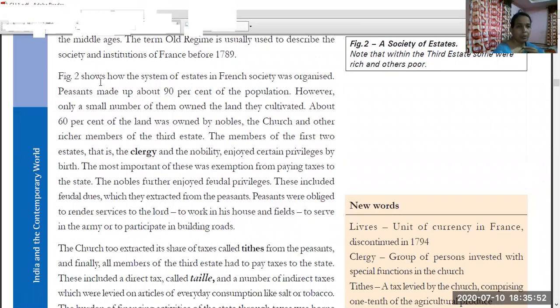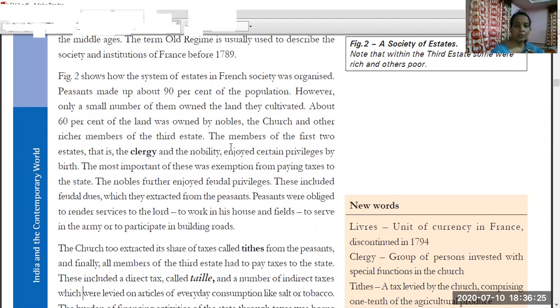Figure 2 shows how the system of estates in French society was organized. Peasants made up about 90% of the population. However, only a small number of them owned the land they cultivated. It means many were landless. About 60% of land was owned by nobles, the church, and other richer members of the third estate. Most of the population was landless or small land-owning people.